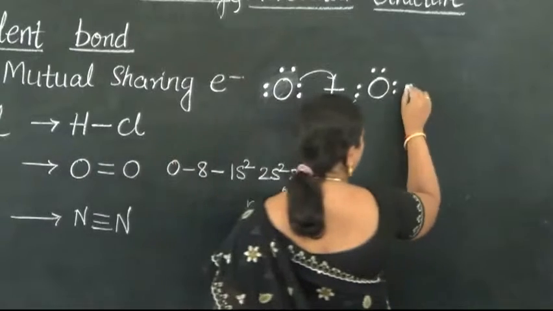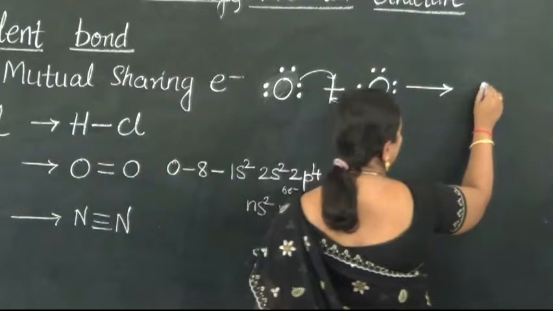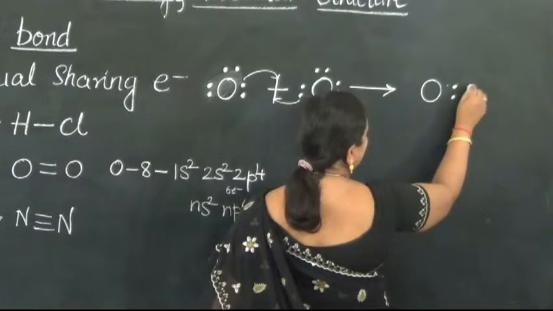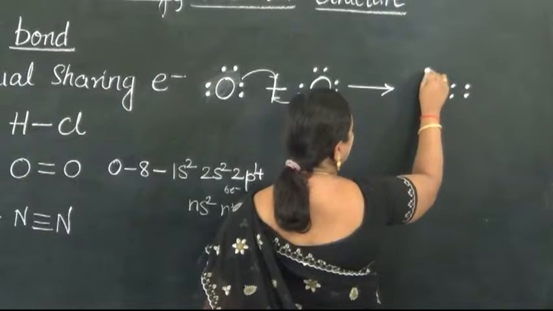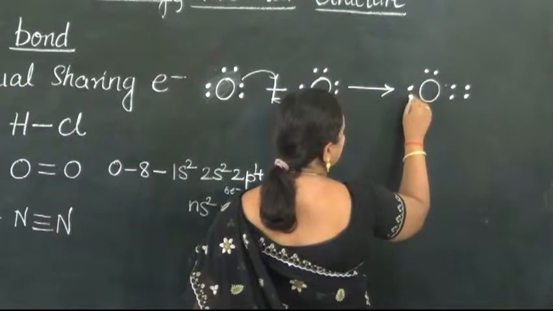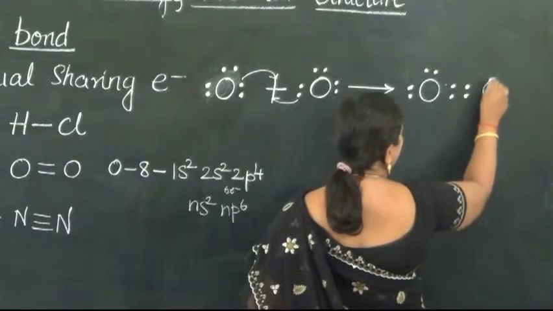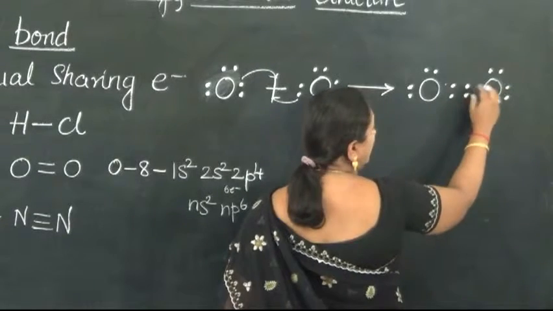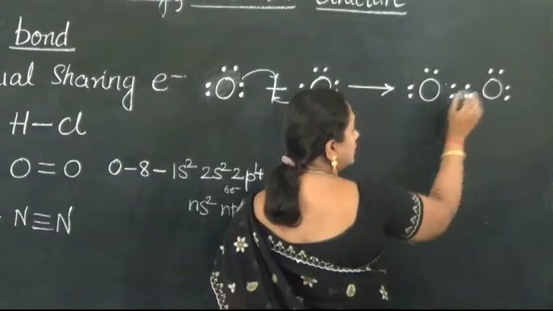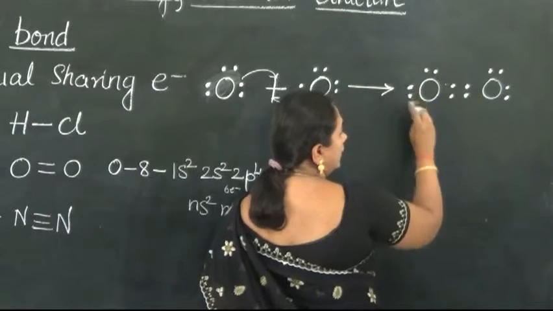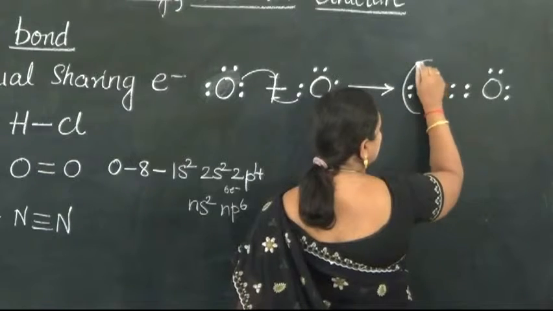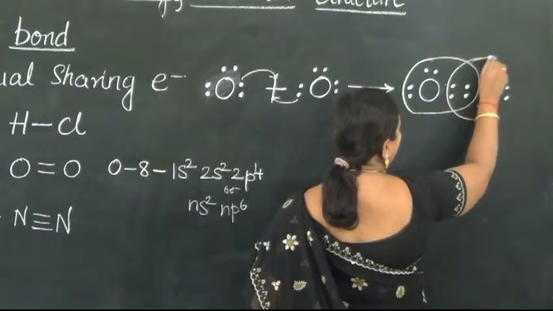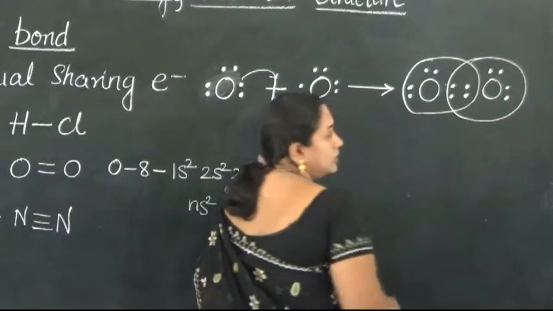Now what happens when they donate the electron to a common pool? These two are the electrons of this oxygen atom, and these two are the electrons of the other oxygen atom. So now what happens? The donated electrons would be shared among the participating oxygen atoms equally.